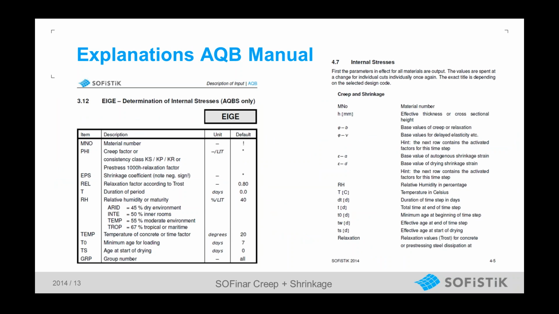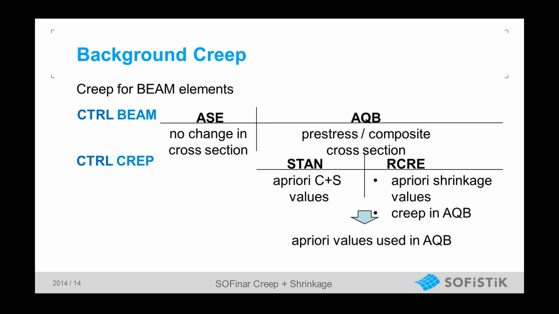In the next slide, just a few information about the AQB manual. So what you see here is a screenshot of the brand new manual published with the SOFiSTiK 7 version of 2014. The most important change is that you see in the explanations of the internal stresses, that we changed the output from simply plotting the letters phi, phy, so we have now Greek letters for better understanding.